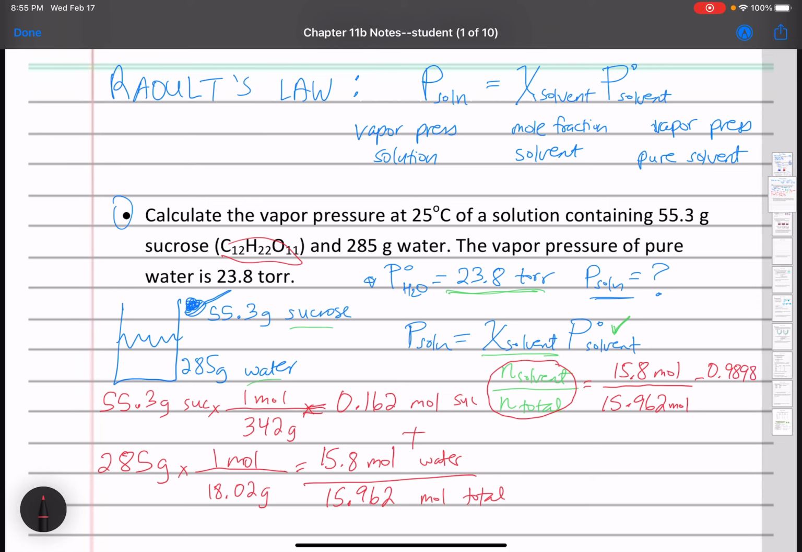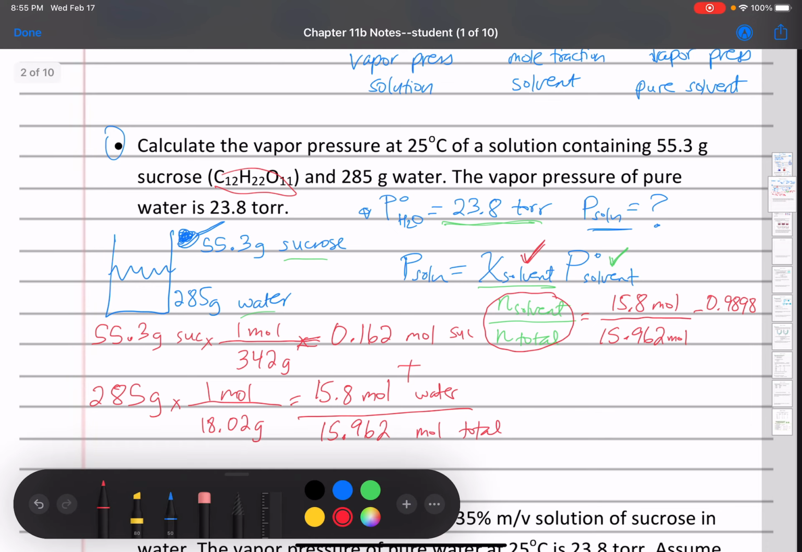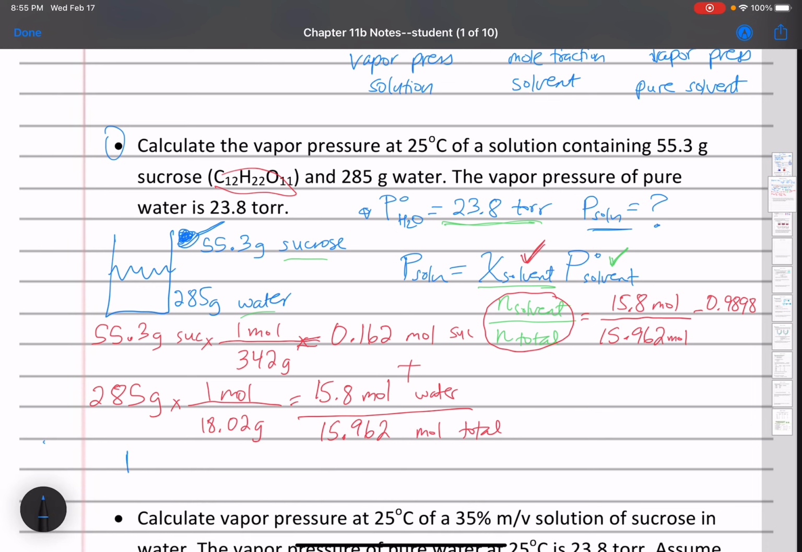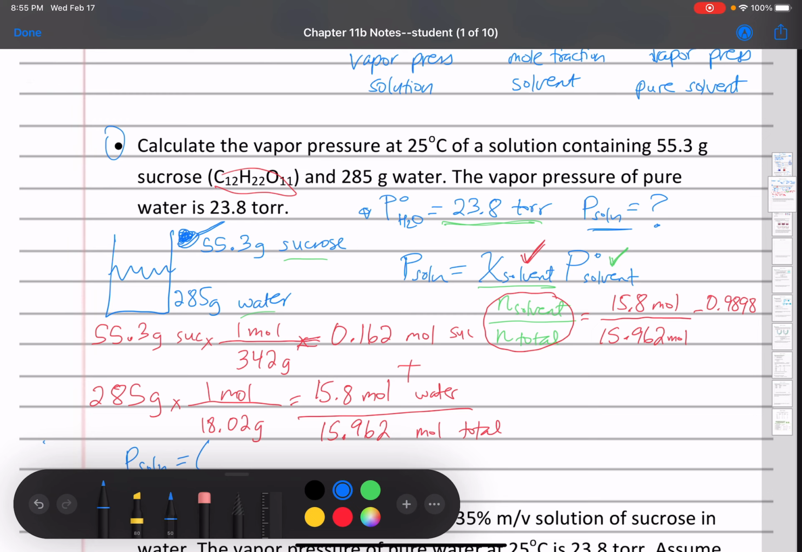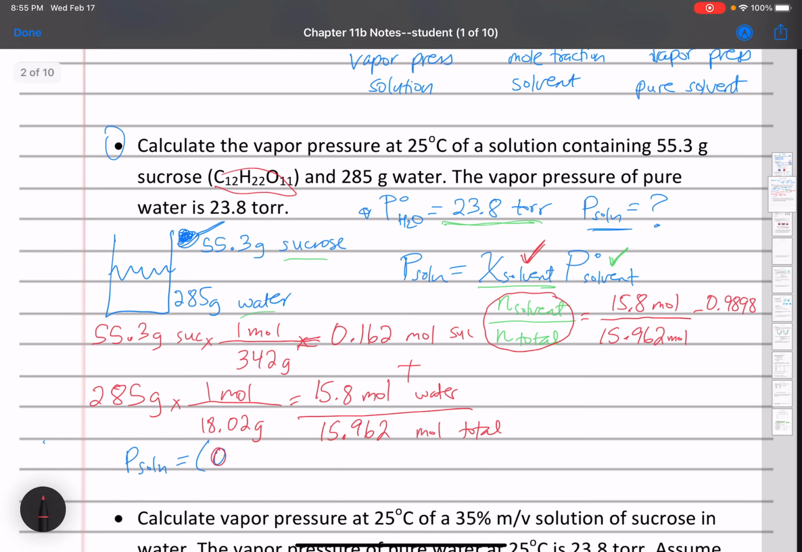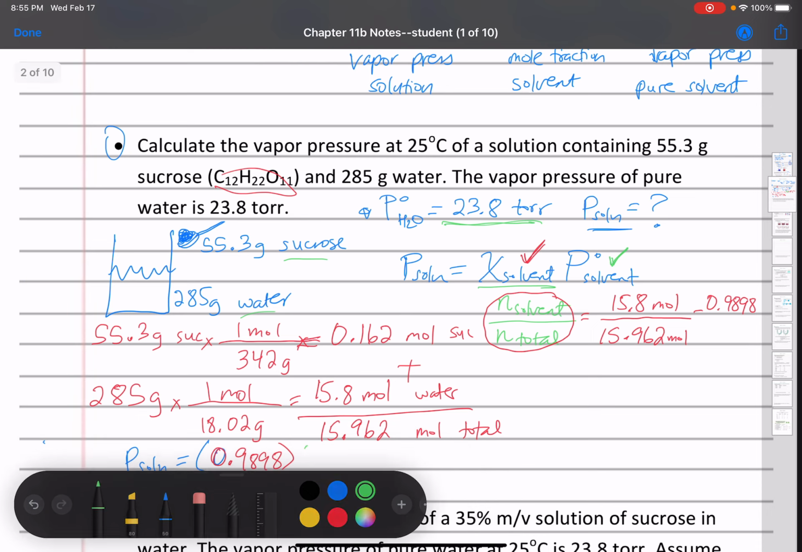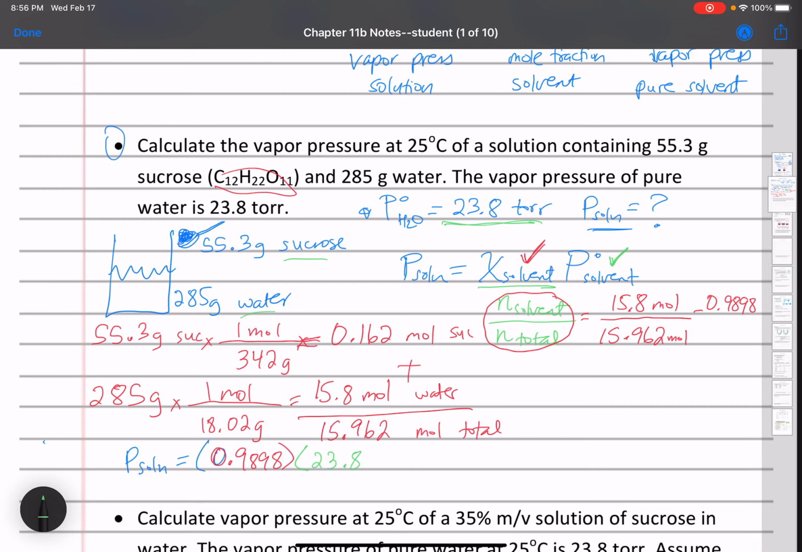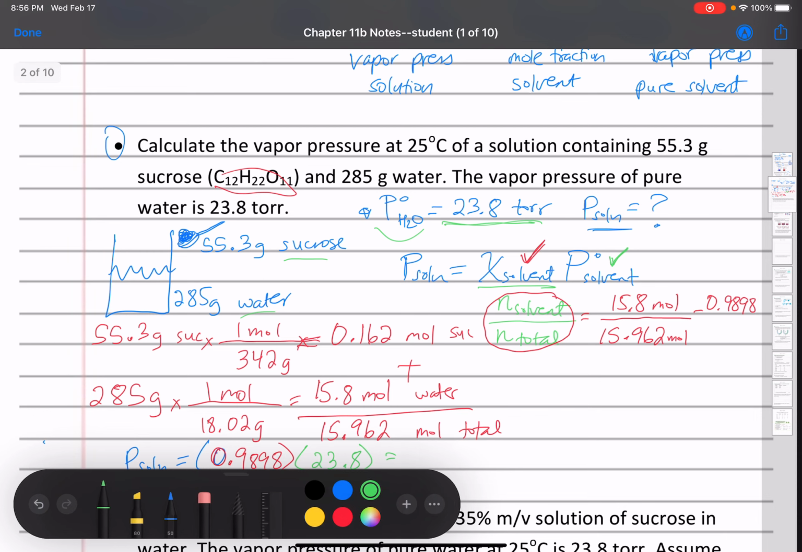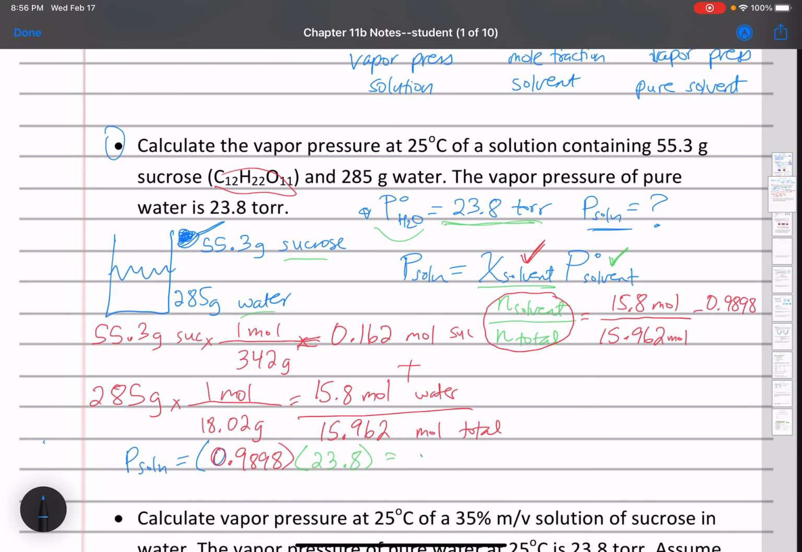So now I have everything I need for this equation. So the pressure of the solution, go back to blue here. The pressure of the solution is, I'm going to do some color coding, 0.9898 times 23.8. And our answer is, drumroll, 23.6. And our units are torr, because that's what we were given.